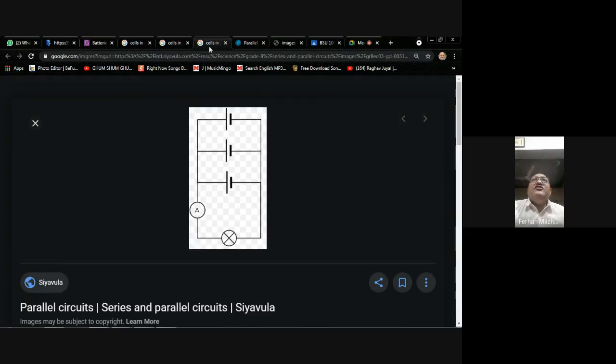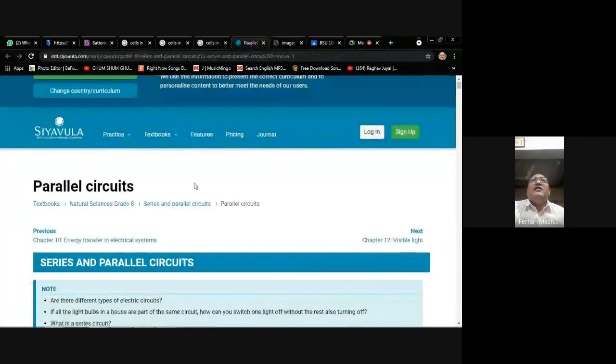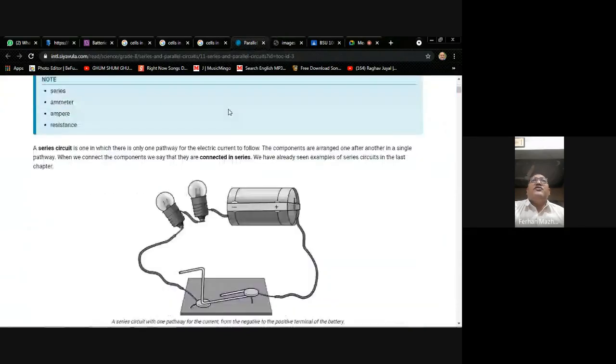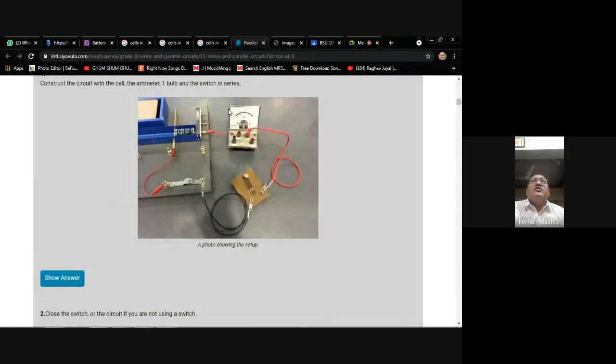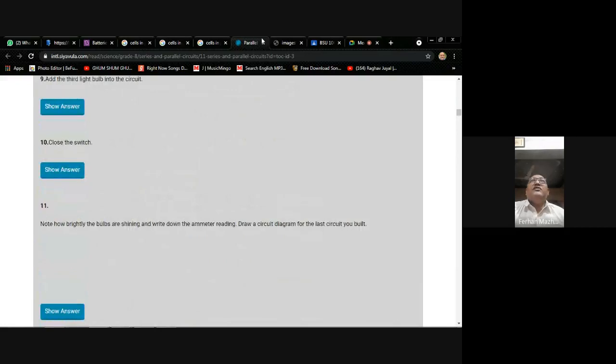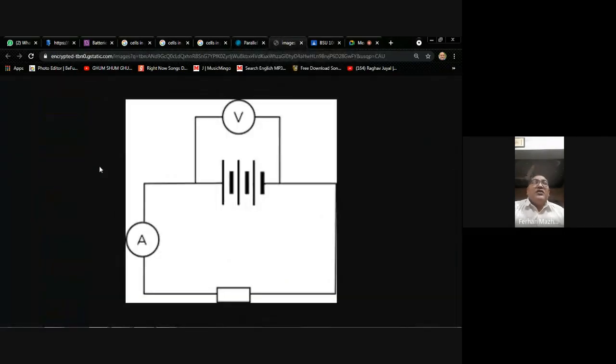Then let me show you another example. So let me show you. This is the ammeter. You see this diagram. Here we go. If you look at this diagram, you see here we have different cells. There are three cells. This is the positive terminal of cell number one. This is negative of cell number one. This is the positive of cell number two. This is negative of cell number two. Positive of cell number three. Negative of cell number three.